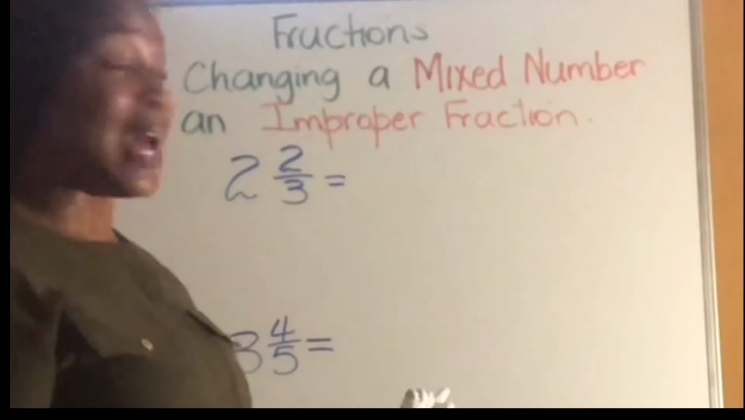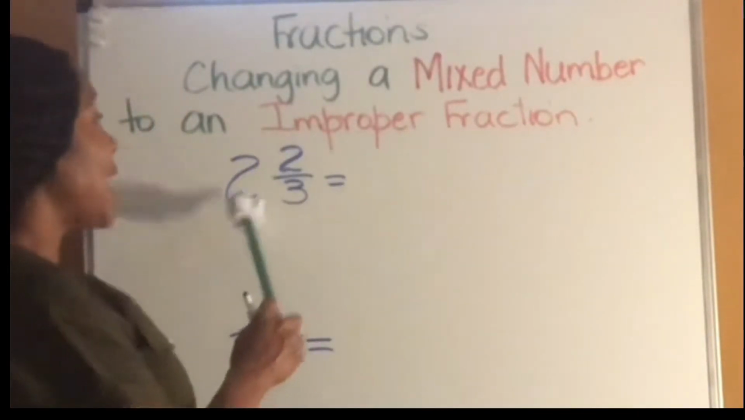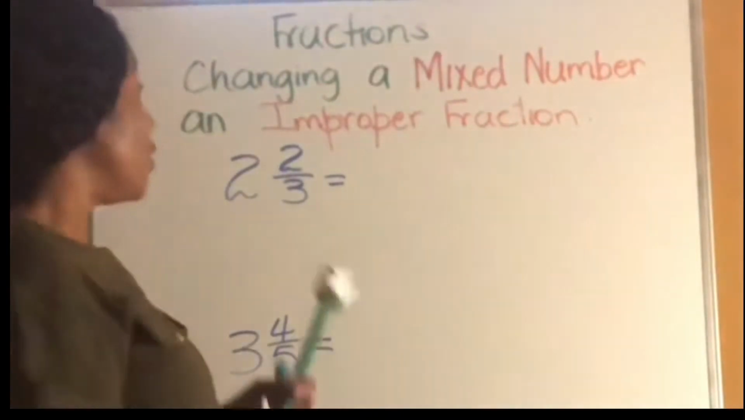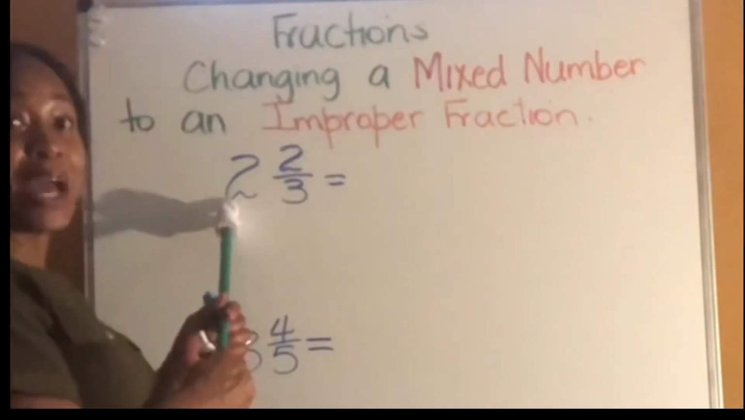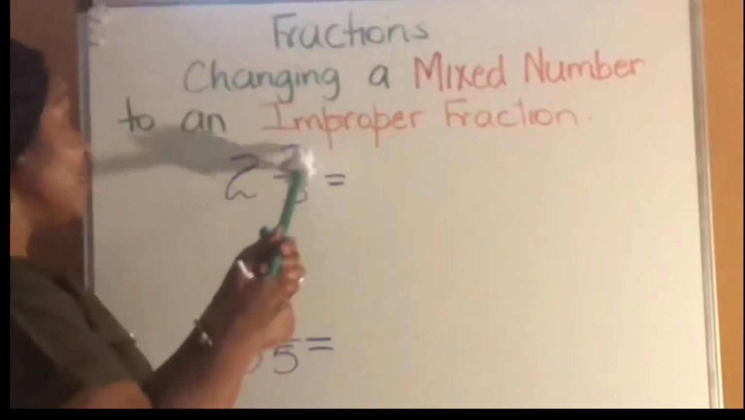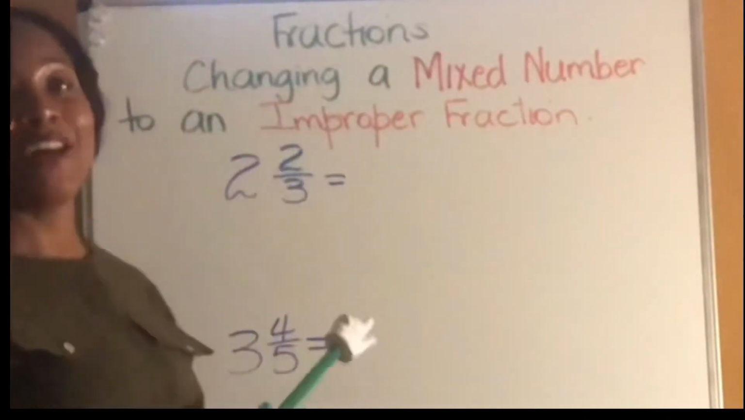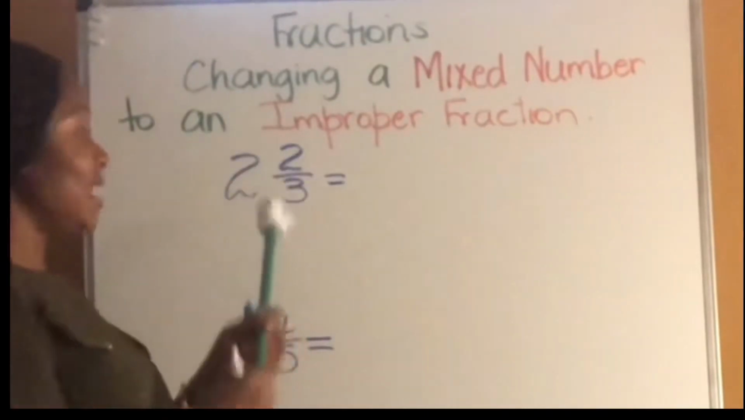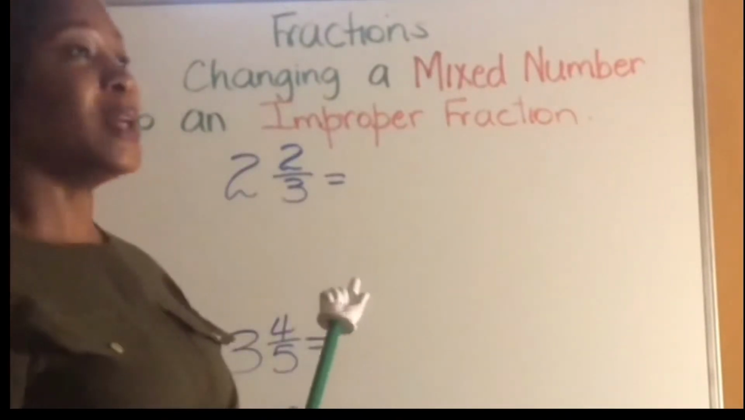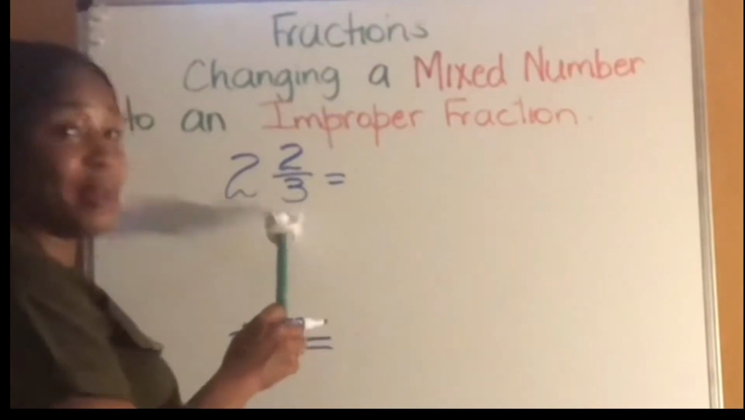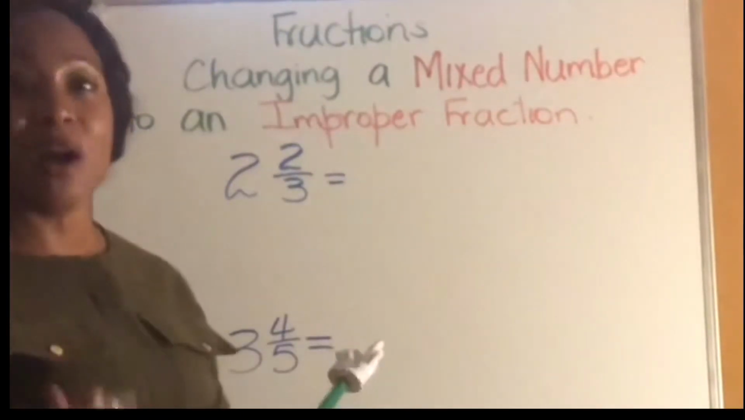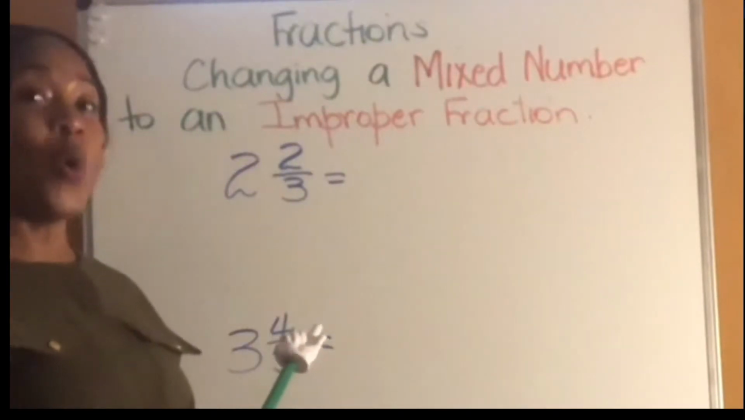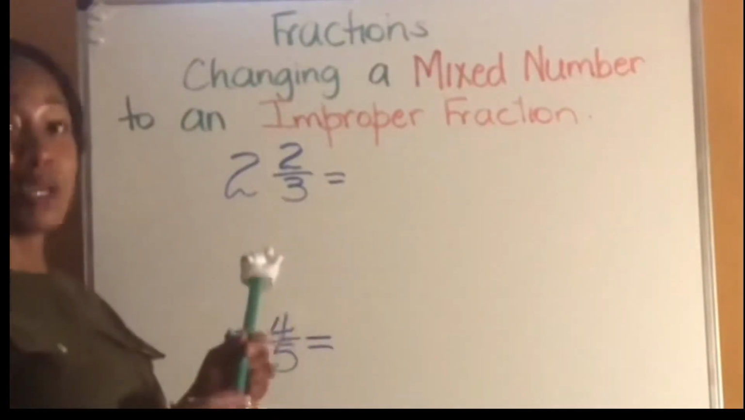On the board I have 2 and 2/3. That is a mixed number. The 2 here is my whole number and this 2/3 is my fraction. The 2 is the numerator, the 3 is the denominator. Now, remember, the denominator tells us how many parts the whole is divided into. We know that the whole here is divided into 3 parts.